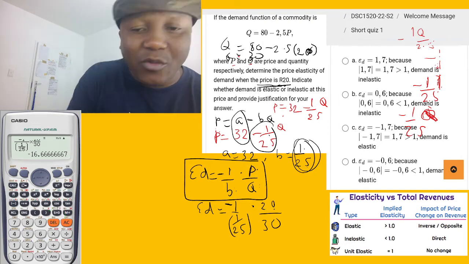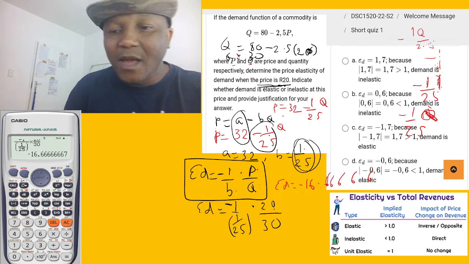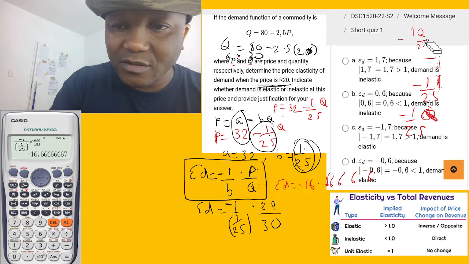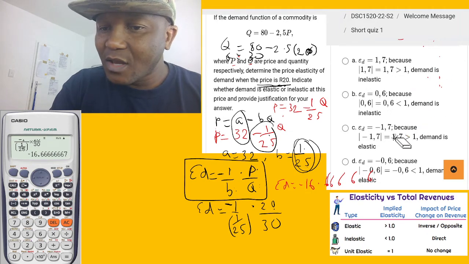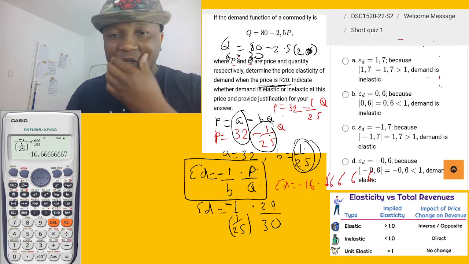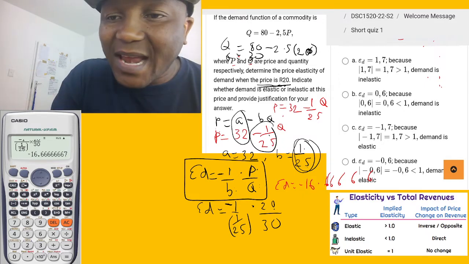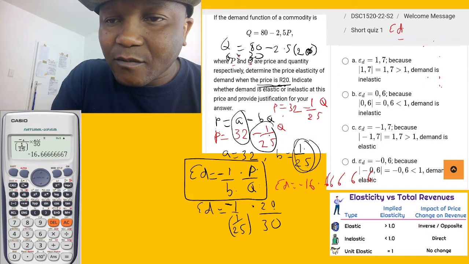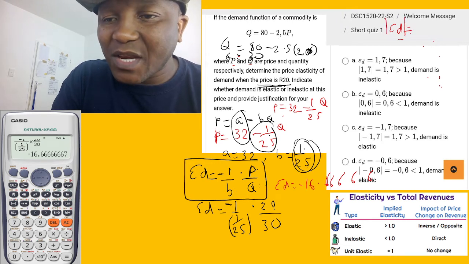So for that case, now we're going to say the elasticity of demand is negative 16.6666 all the way. But if you come here to the options, because remember the options are here. Now let me explain something. We got elasticity of demand. Elasticity of demand must always be in absolute value. The final answer must be in absolute value.